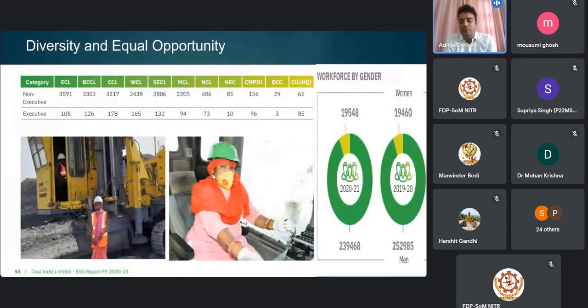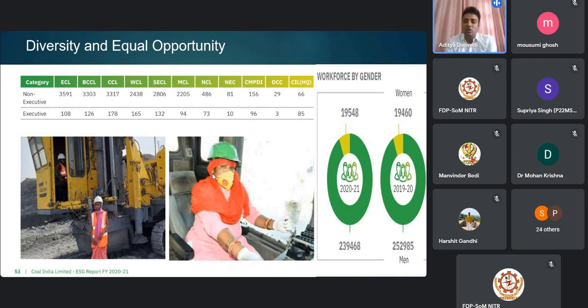Diversity and equal opportunity. If we discuss equal opportunity, since it's a PSU, the recruitment and promotion policies are pre-decided, and all these things are done through a rule. Recruitment is done through open recruitment, so there is no discrimination based on gender. Promotion is also done on a seniority basis, so there is no discrimination in that part also.